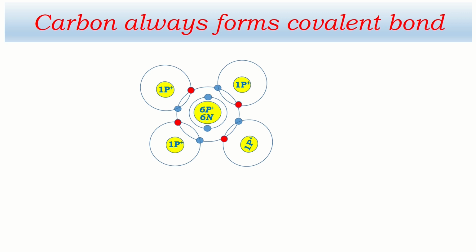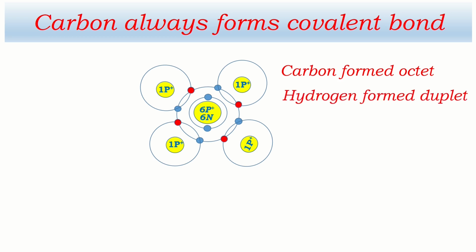This is methane. We can conclude that carbon formed an octet and is stable, but hydrogen formed a duplet and it is also stable. This can be represented in this way also, which represents the bonding of carbon with hydrogen. Here, this line represents a bond, and carbon has 4 bonds with 4 different hydrogen atoms, and hydrogen has just 1 bond with the carbon.